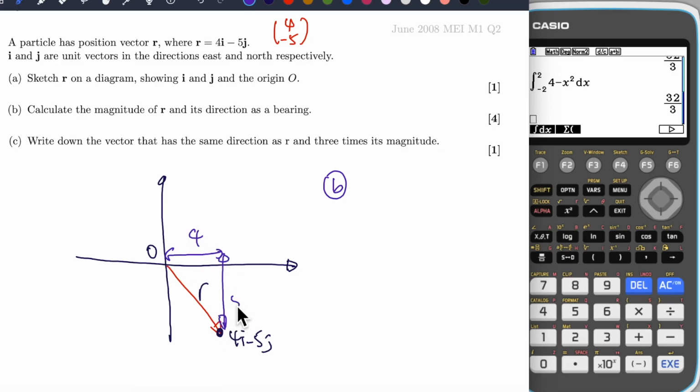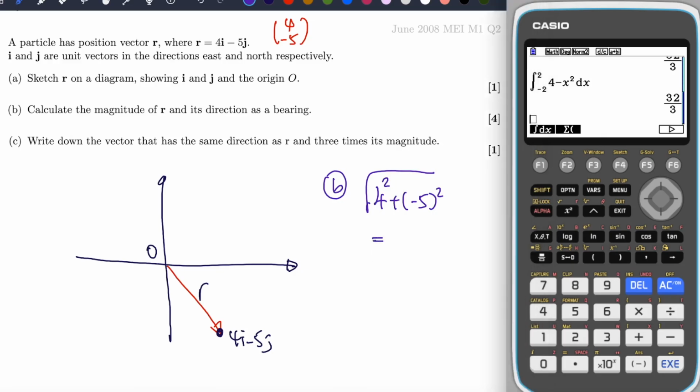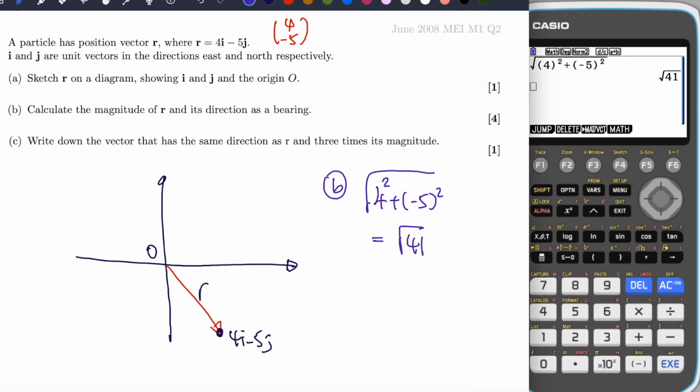And that length is 5, which means the length of the line will be 4 squared plus minus 5 squared, or 5 squared, it doesn't matter. It will give you the same result, which in our case is the square root of 4 squared, 4 on the outside of the bracket squared, plus negative 5 in a bracket, the whole thing squared. So that's 16 plus 25, which gives us 41. So part B is square root of 41. It's a pure math question, so we don't need to worry about significant figures.